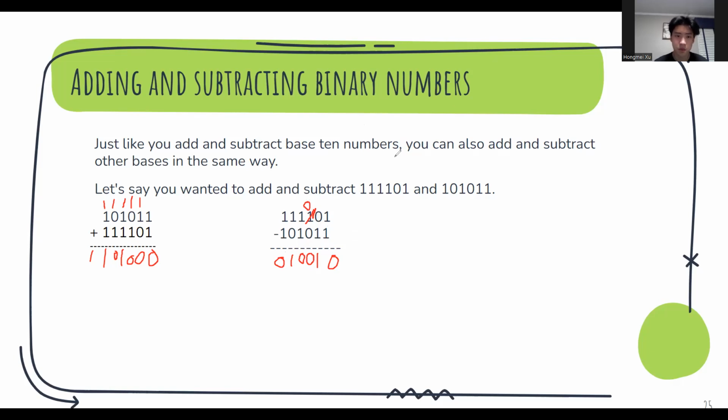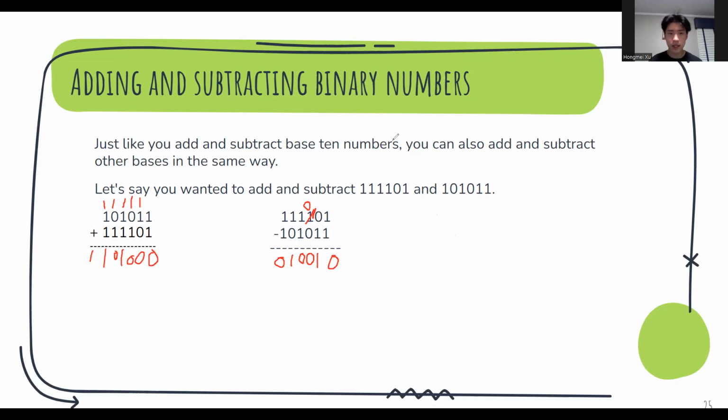Cool. So now you might be asking yourself, right? Why can't I just convert these into base 10 and then add or subtract? Because you already know how to convert binary into base 10 and base 10 into binary. If not, then you can go back and watch those videos. But why shouldn't we do that, right?